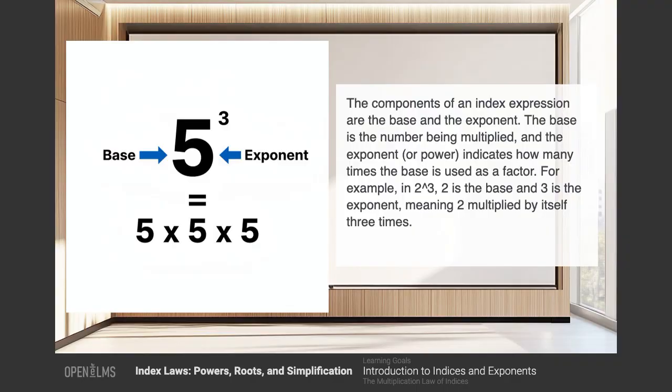The components of an index expression are the base and the exponent. The base is the number being multiplied, and the exponent, or power, indicates how many times the base is used as a factor. For example, in 2^3, 2 is the base and 3 is the exponent, meaning 2 multiplied by itself 3 times.